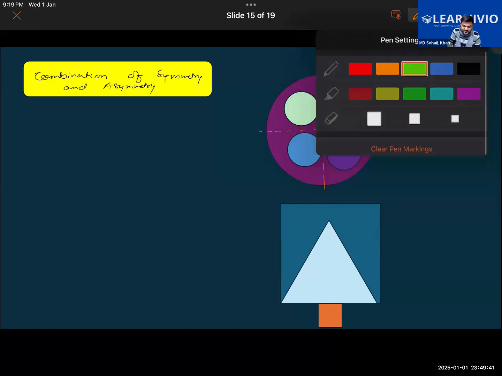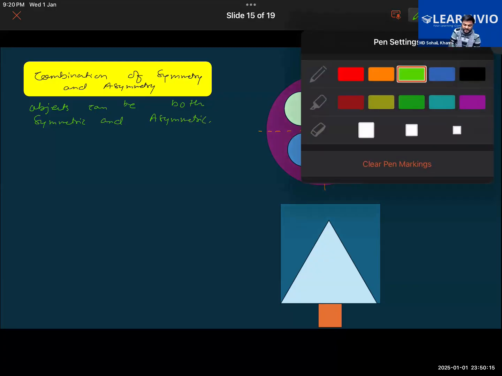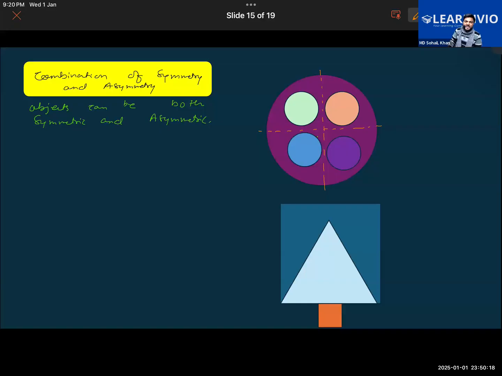In terms of shape, it is symmetric, but the color scheme over here, is it the same? It has different colors in it. So in terms of color, it is asymmetric. Okay. So you will write down that objects can be both symmetric and asymmetric, which means that even though the shape is symmetric, the color scheme or any other difference of the figure can make it asymmetric.